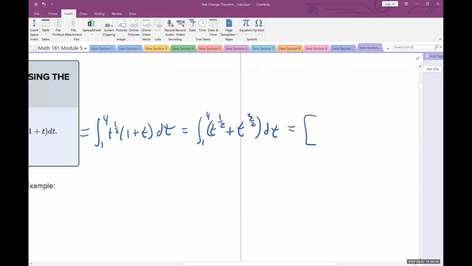Okay, so if we integrate this, it's t to the 1/2, and we add 1 to the power. What's 1/2 plus 1? 3/2. So t to the 3/2 divided by 3/2, plus t to the 3/2, and what's 3/2 plus 1? It's 5/2. So t to the 5/2 over 5/2, from 1 to 4.